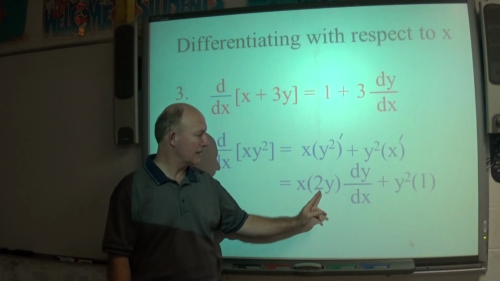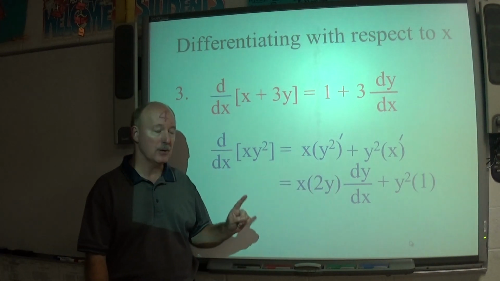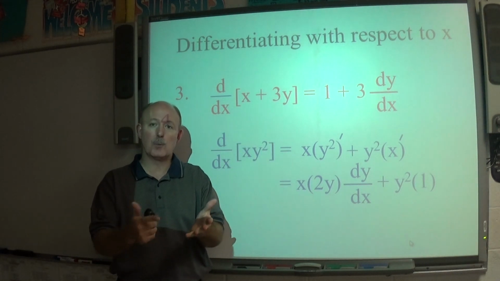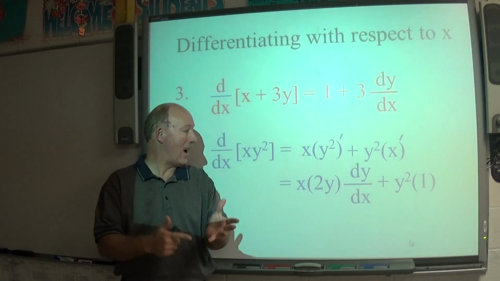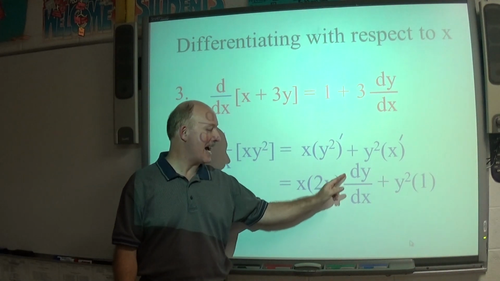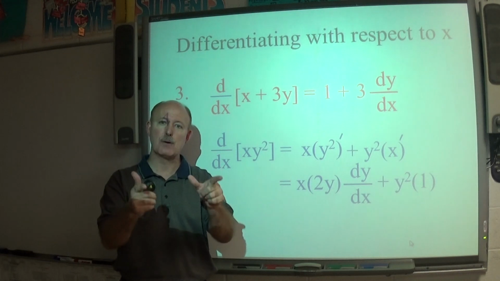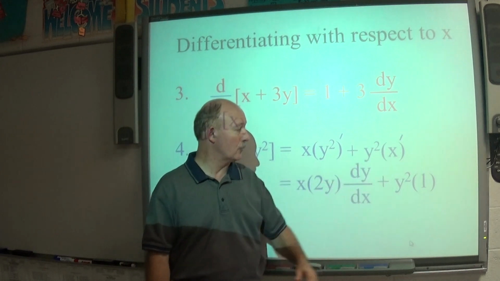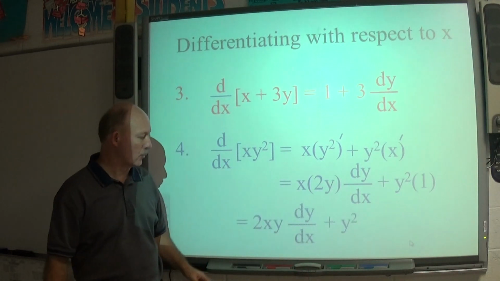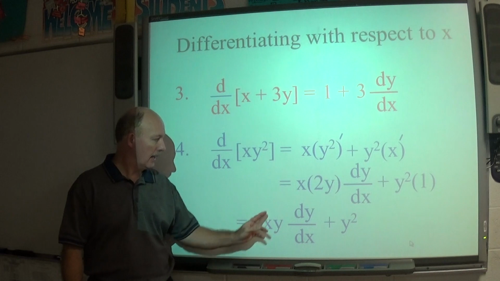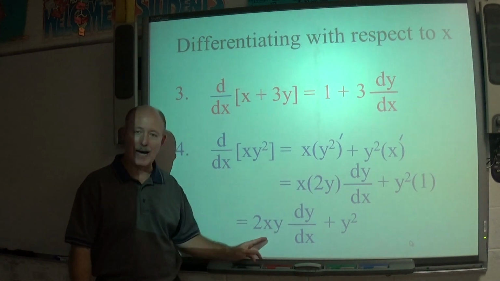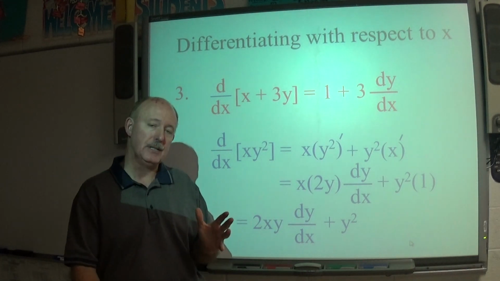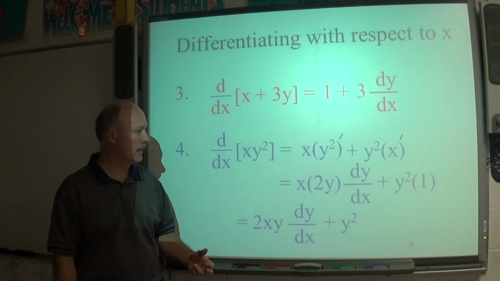x times 2y times dy over dx. Remember, you take the derivative of y squared just like you would x squared. The derivative of x squared would be 2x, so the derivative of y squared would be 2y times dy over dx. You've got that extra factor in this term. Then plus y squared times the derivative of x, which is just y squared times 1. So our derivative looks like this. x times 2y would be 2xy, so we rearrange that times dy over dx, plus y squared.